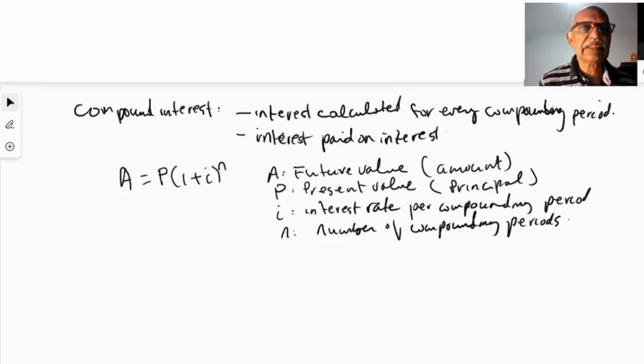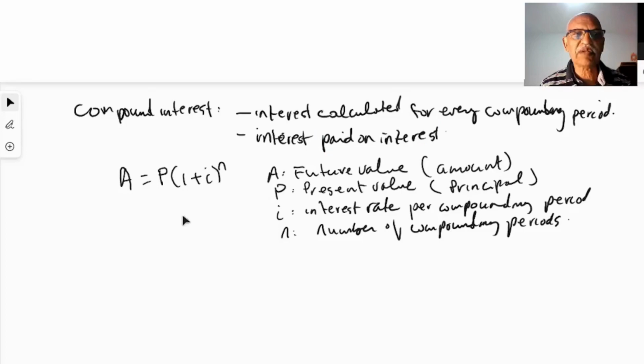Okay, today's lesson is compound interest. Compound interest is different from simple interest. On simple interest, we don't calculate and get paid interest on the interest. But compound interest means interest is calculated for every compounding period, and interest is paid for every interest accumulated.